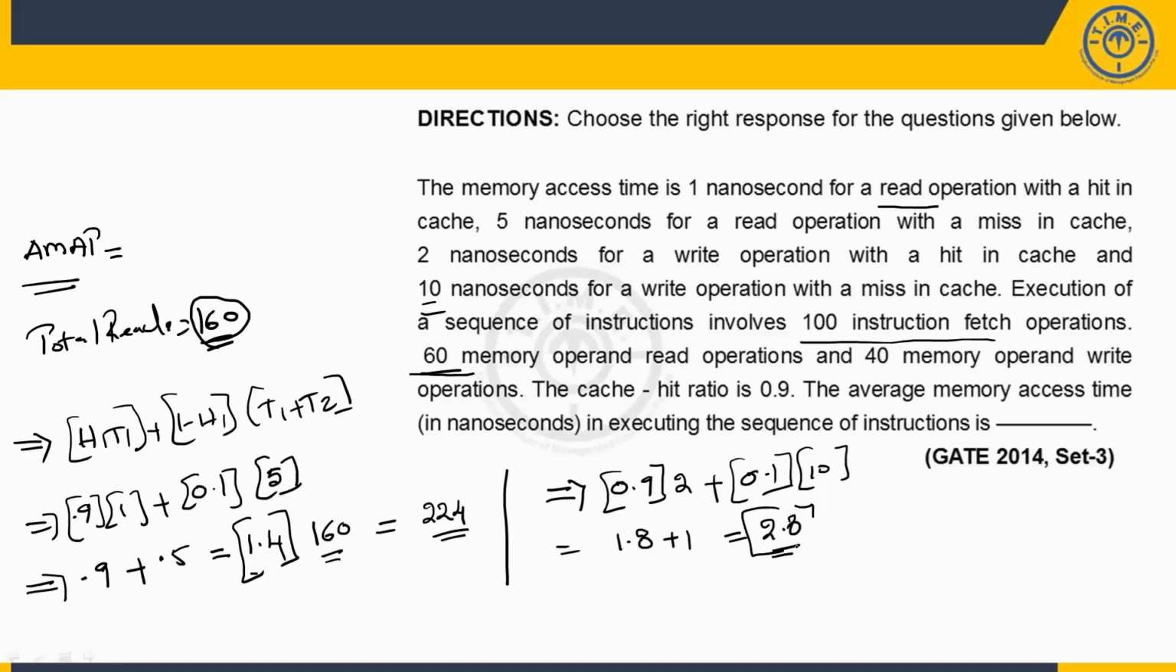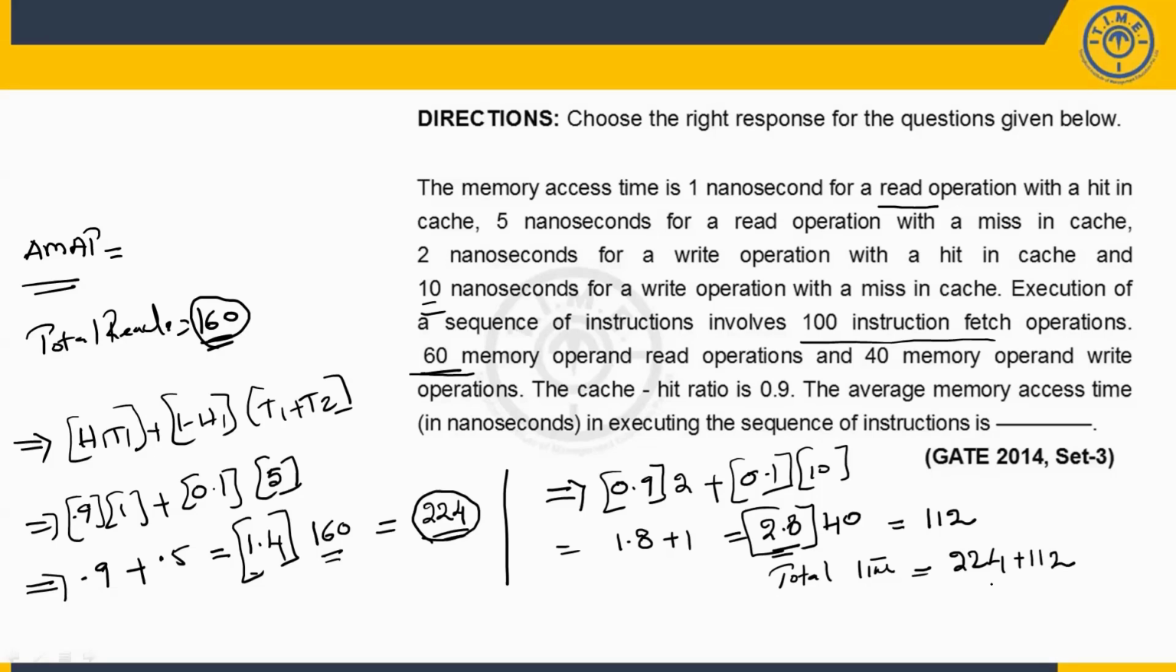In the entire program, we have 40 write operations. 40 into 2.8 is equal to? Balaji? 112, sir. 112. Okay. So the total access time for the reads is equal to 224. Total time for the entire program is 224 for read plus 112 for write. Okay, this is the total time.